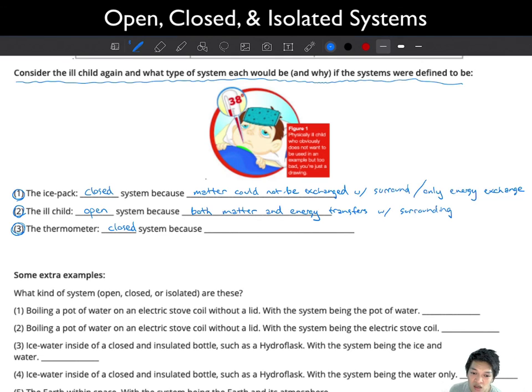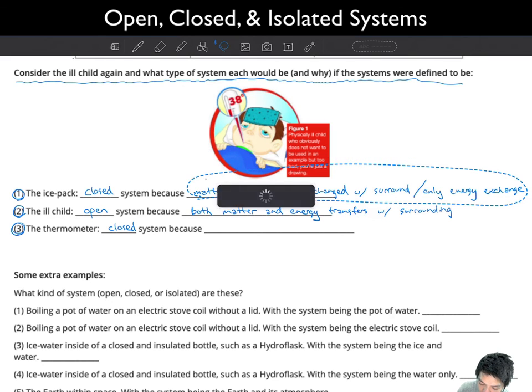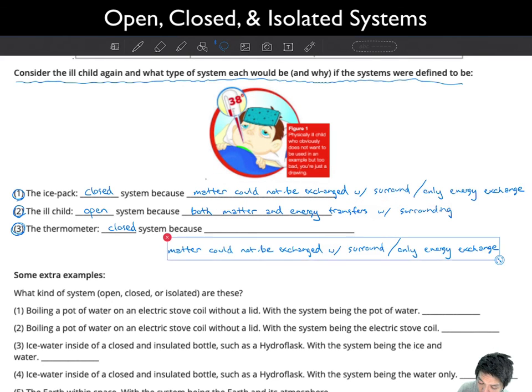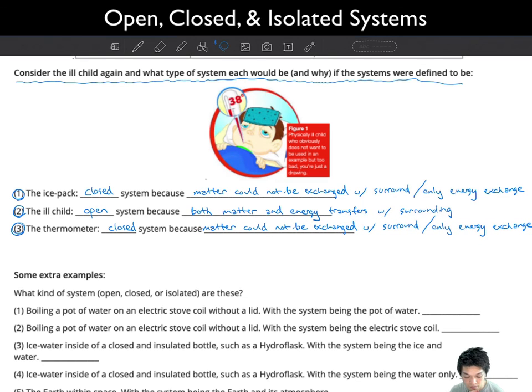However, since the thermometer is kind of like enclosed, then only energy can transfer. So I can just use the same explanation as before. I can either say matter could not be exchanged with surrounding, or only energy exchanges for this example right here. Okay, so it's a closed system.